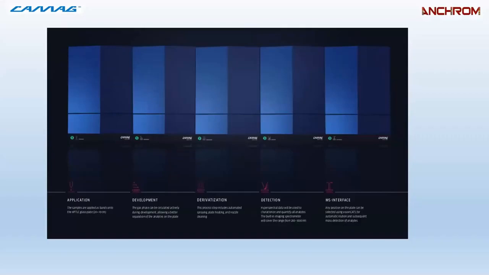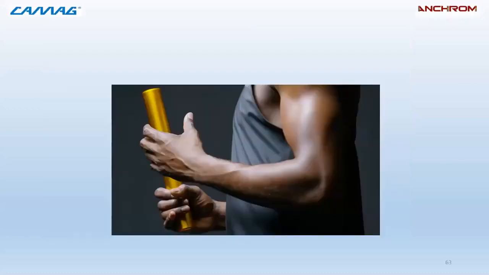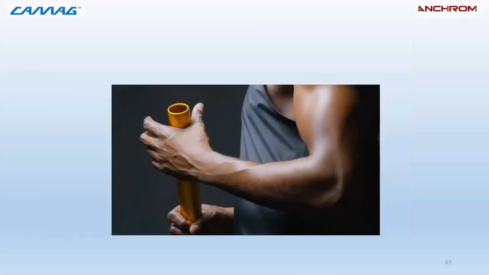So you can see first is the applicator, the development, derivatization, detection, and interface. It is connected. Inside there is a conveyor belt, so it will transfer the plate after application to development, then derivatization, scanning. So it is interconnected. I will show you a small video, the actual video, which will give you the idea how it works.